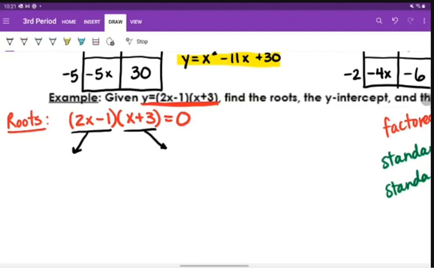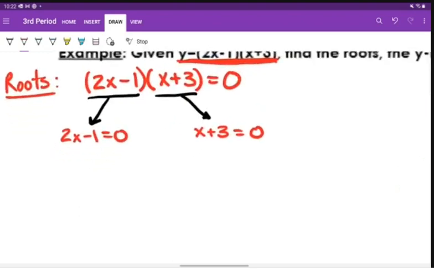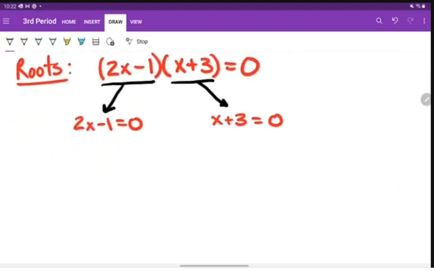The first case is, maybe it's 2x minus 1 that equals 0. Maybe it's the first factor that equals 0. Or the second case, maybe it's the x plus 3 that equals 0. It could be either one, and frankly, it doesn't matter which. It could be both of them. So these two separate mini equations are now going to yield two different roots, two different solutions. So we're going to solve each of these for x, which shouldn't be that bad.